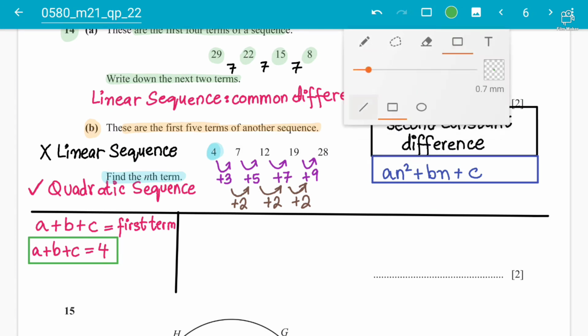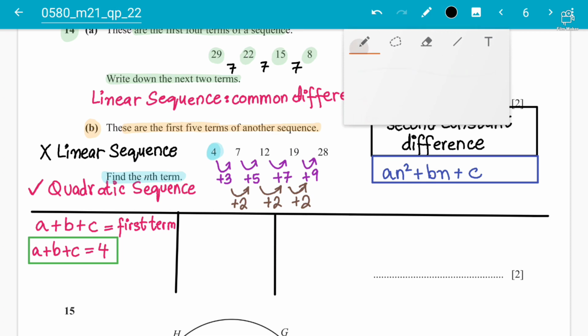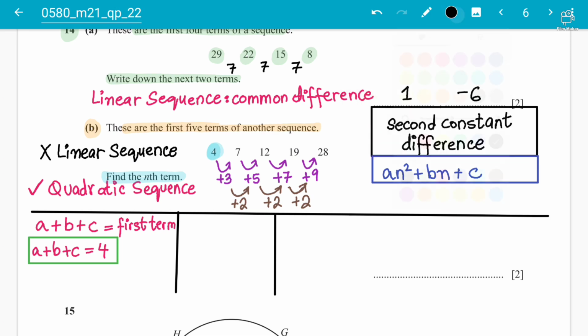The next thing is you judge the second constant difference. Students need to understand this is another formula, that 2 times a is going to be the second constant difference. The second constant difference, 2 times a, is going to be equal to whatever the value is coming. So in this case, let me write down first the formula. 2a is going to be the second constant difference. Second constant difference is 2a.